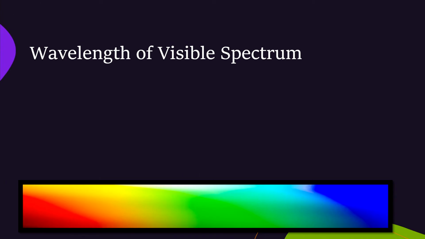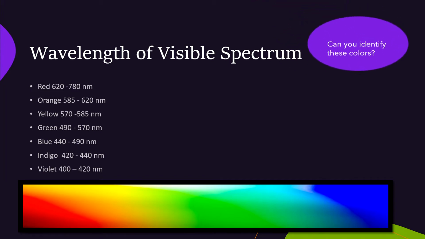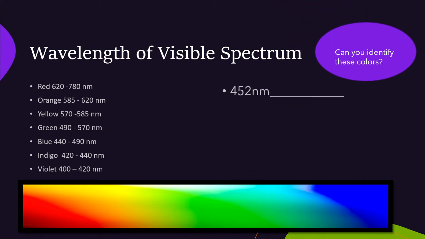So looking at the visible spectrum, here are the specific wavelengths of each of the colors of our visible spectrum. If we take white light, we know that it's made up of our ROY G. BIV. So I have 3 examples that I'd like you to try. Can you identify these colors based on their specific wavelength? Look here on the left-hand side and see if you can tell me what these colors are. I'll give you a moment.